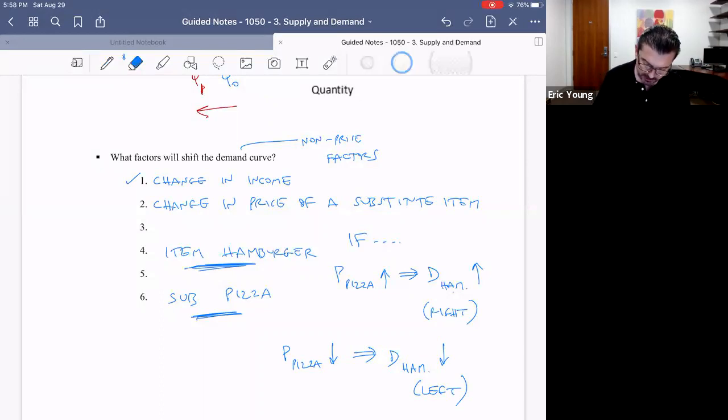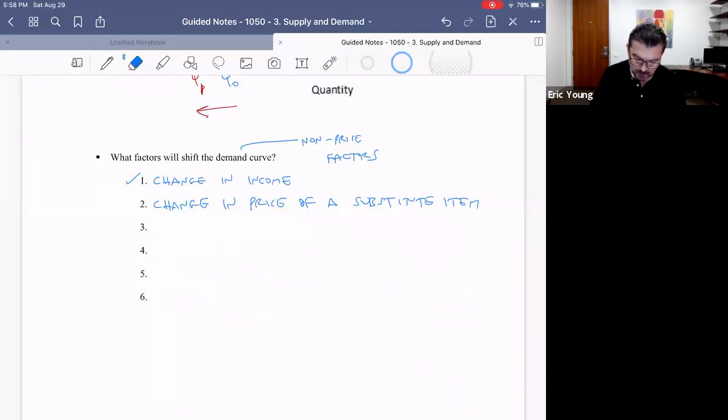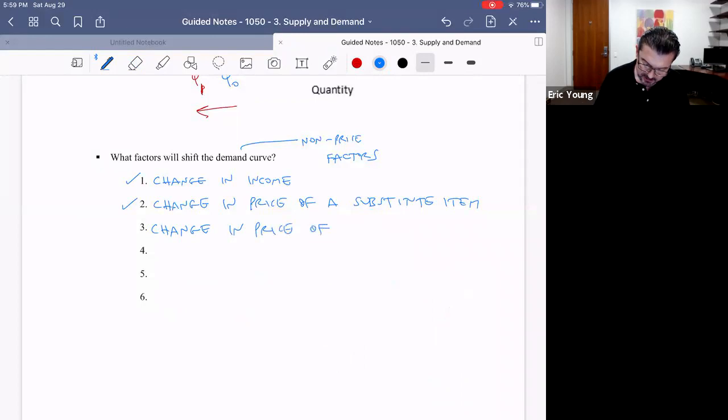Let's go to our third one. Let me clear some space here. Our second one, as you just saw, was a change in the price of a substitute item. Got that one done. The third potential demand curve shifter is a change in the price of a complement item. What's a complement? Well, whereas substitutes can be used in place of each other, I'm hungry, I want either pizza or hamburger, complements go together.